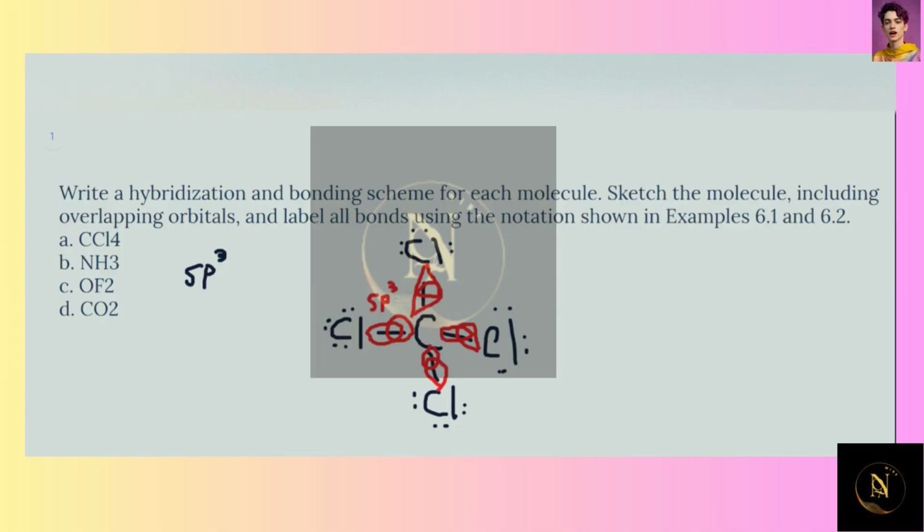Now for our next one, it's going to be very similar. We've got ammonia here. It is also going to be sp3, and the reason for that is it has 1 lone pair in addition to the 3 hydrogens. So again, we have to add those together to get 4 total orbitals, and it's going to look something like this.